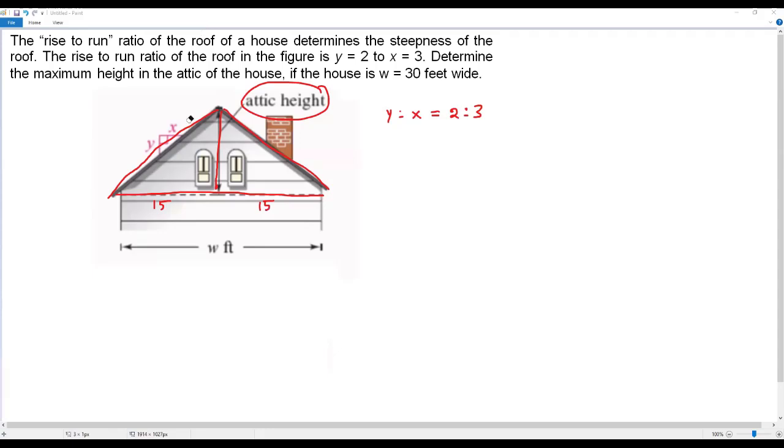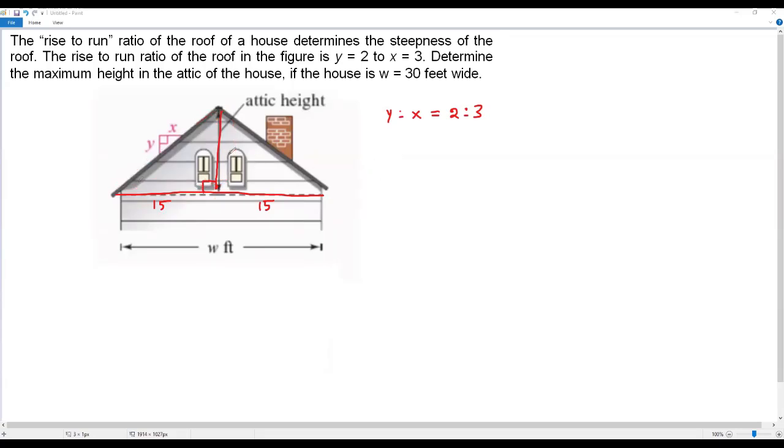Okay, now let's consider the attic height of this house and this particular part, 15. And here we have a right angle. So in this right angle, we can consider this attic height and the length of this leg. This is 15. So clearly, this vertical length is the rise, and the horizontal length over here represents the run. So now I can find the ratio between the rise and the run. That will also give the same rise to run ratio of the roof, because we take this vertical length and horizontal length for the same roof that we have over here.